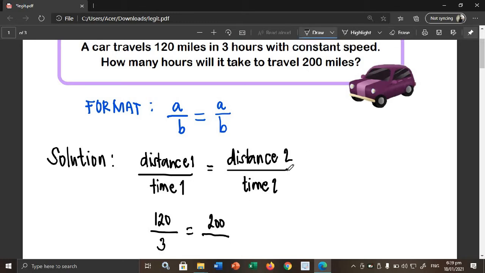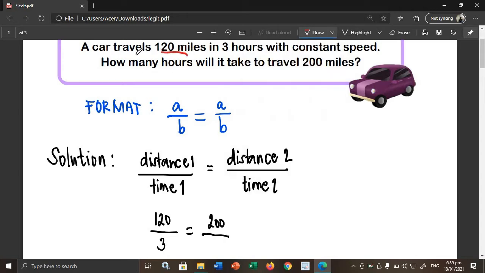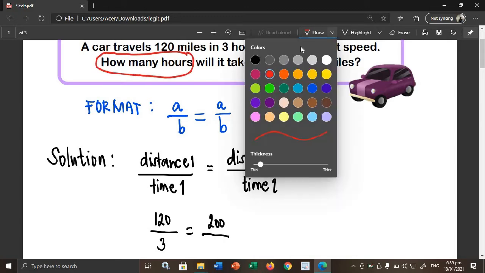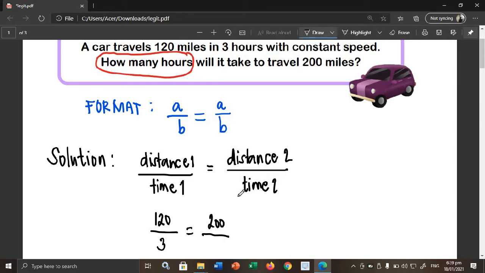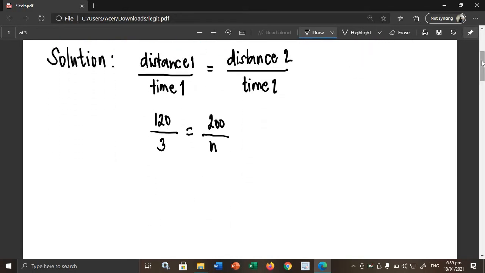Over time 2, that is what we are looking for. How many hours? That's what we're looking for. So our time 2 has no value. So let's write n, since that is what we are looking for. N is what we are looking for, the number of hours it takes to drive 200 miles at a constant speed.